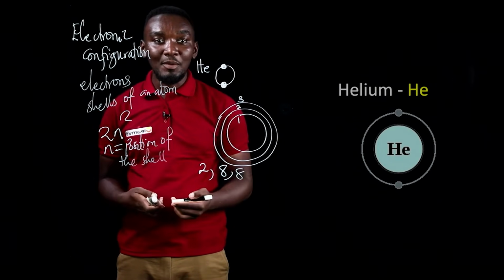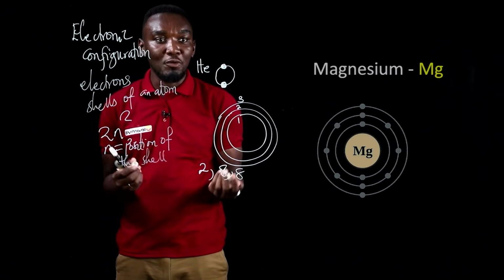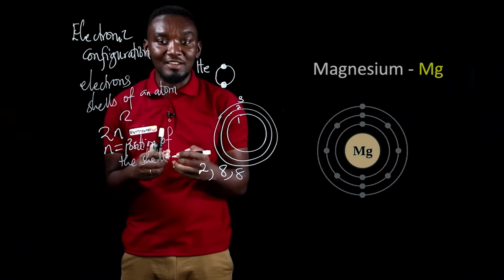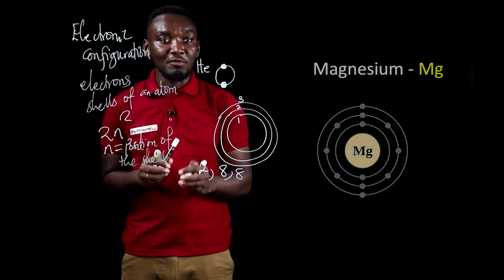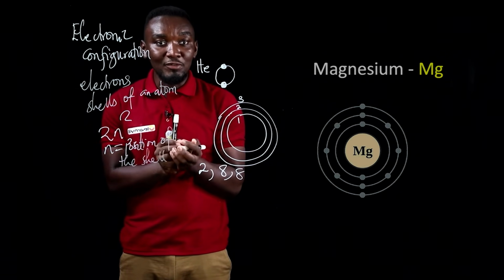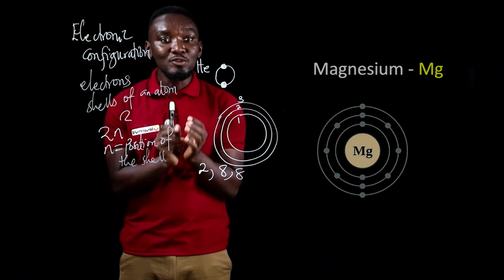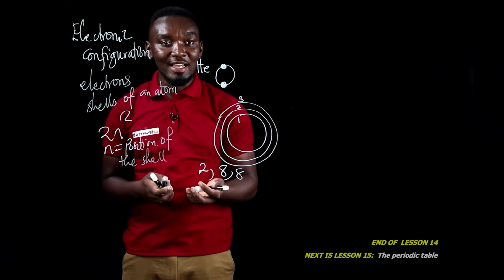Now, when you take an example like magnesium, magnesium is element number 12. If you want to draw the structure, the first shell will take 2 electrons. The second shell will take a maximum of 8 electrons. 2 plus 8 gives us what? 10, and then it will be left with 2. So you put the remaining 2 on the last shell.